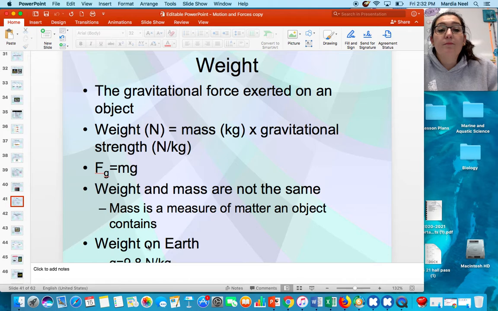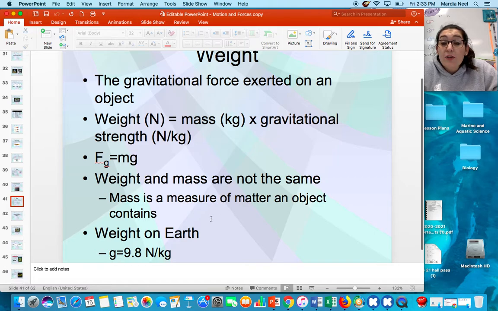So weight is the gravitational force exerted on an object. So weight isn't actually weighing how much mass you have, even though that's how we use it on Earth. Weight is actually weighing how much gravity pulls on you. So your weight in newtons is equal to your mass in kilograms times gravitational strength, or newtons per kilogram. So this says the force of gravity is equal to mass times gravity.